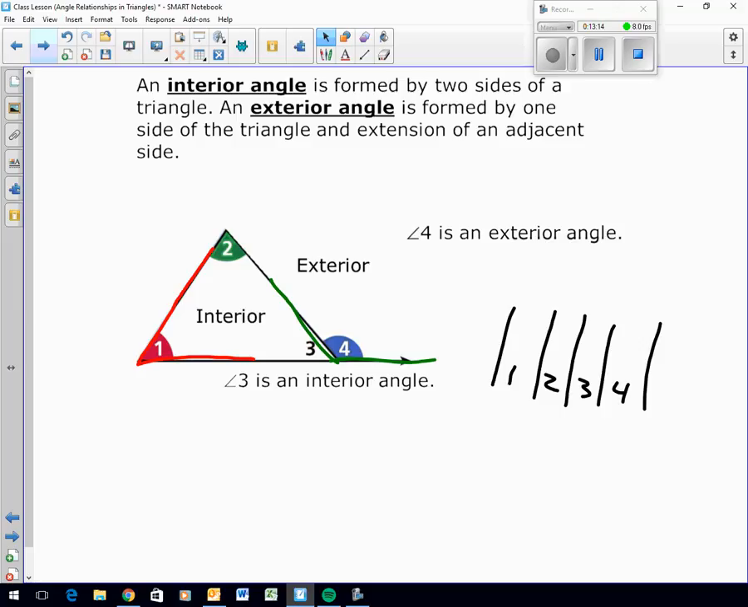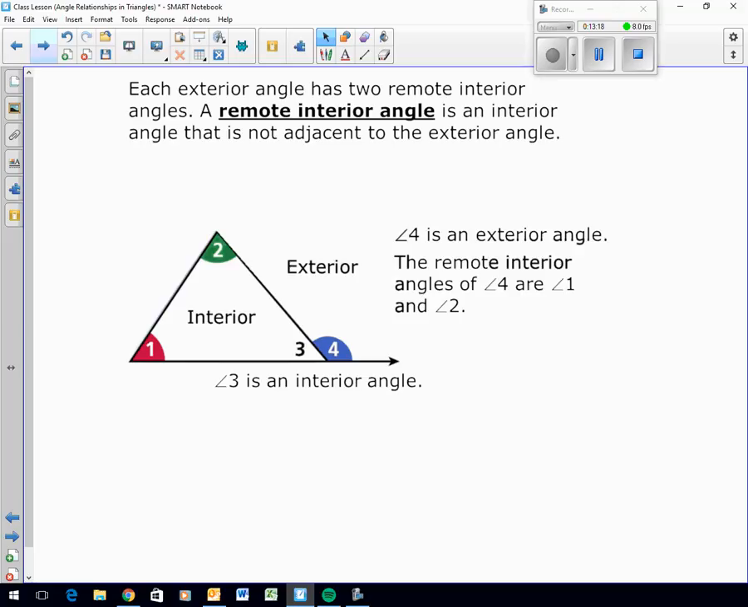Next slide, please. Okay. So now we get an idea of how we call this. Each exterior angle of a triangle has 2 remote interior angles. Check it out. A remote interior angle is an interior angle, so it's on the inside, that is not adjacent to the exterior angle. So when I say not adjacent, it means it's not right next to it. Right now, I am right next to Camry. Who else is right next to you? Emily. Okay. Is Kaylee right next to you? No. She's far away. She'd be remote.